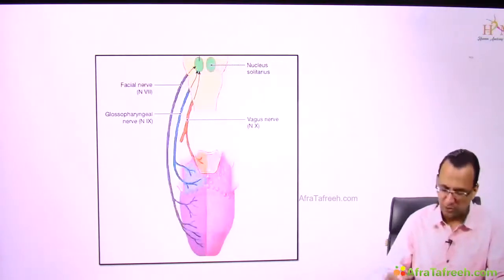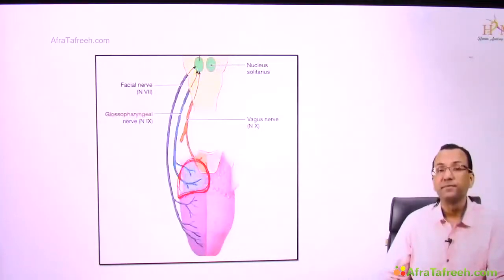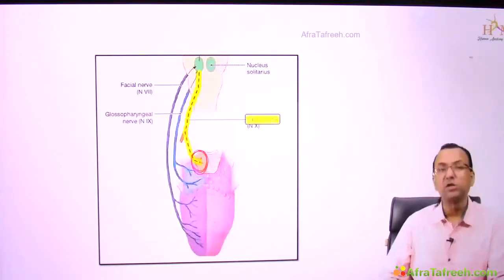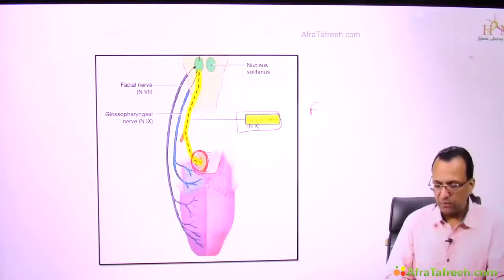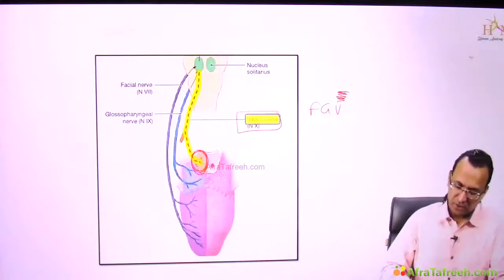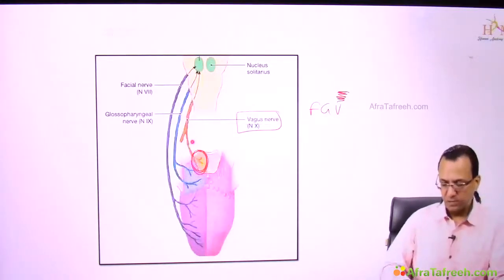Yes. What about the posterior 1/3 of tongue? Posterior 1/3 of tongue, then you have the glossopharyngeal nerve. And what about the posterior most tongue? Not only the posterior most tongue, but also the epiglottis. It's the vagus nerve. FGV, the vagus nerve. So for the epiglottis or the posterior most of the tongue, the taste sensation is carried by the vagus nerve towards the tip of the nucleus tractus solitarius.